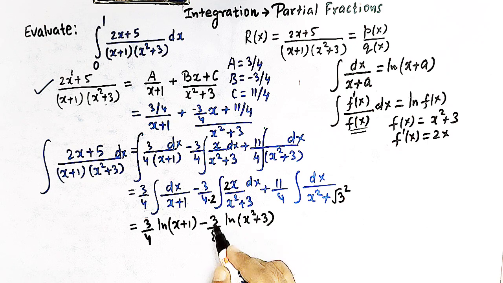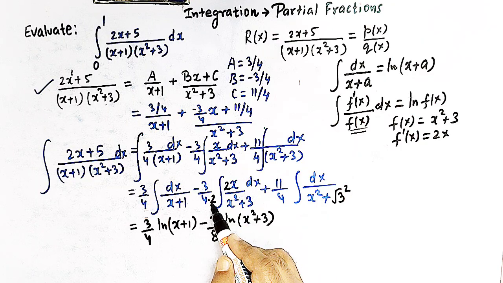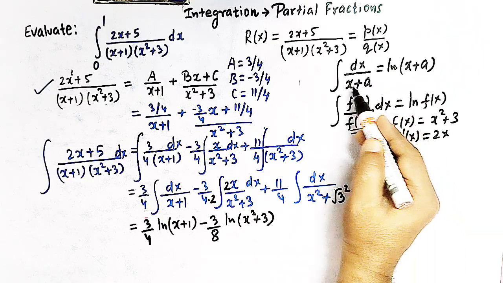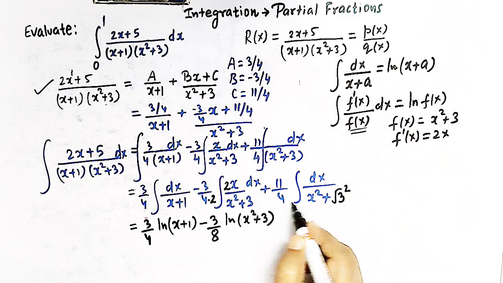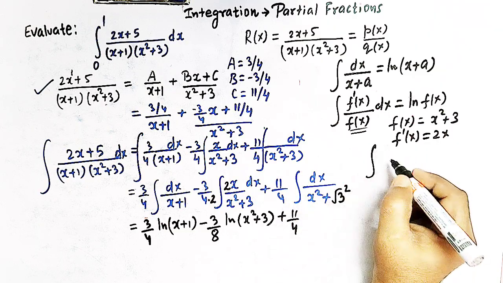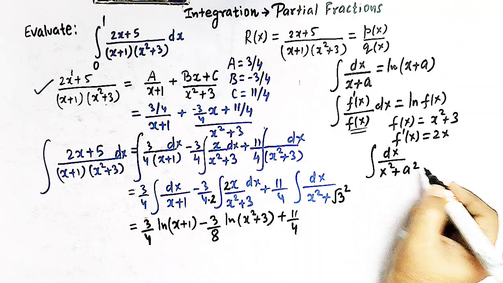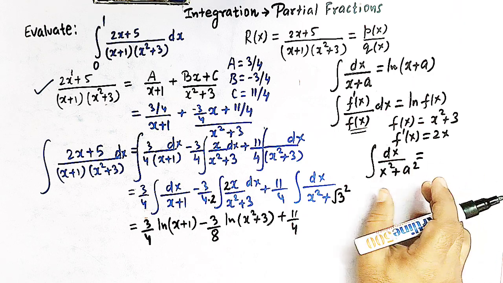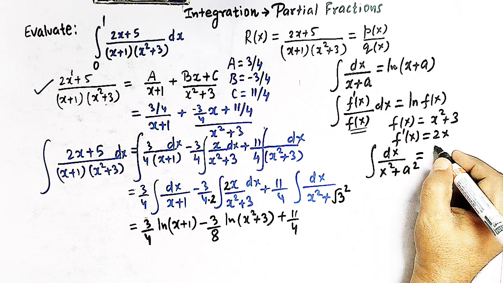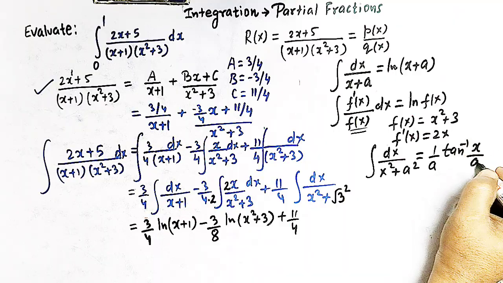So here we have minus 3 over 8 natural log of x square plus 3. The purpose of multiplying the numerator and denominator by 2 is to get this form, right? Now here we have plus 11 over 4. Now this is a standard integral, that is integral dx over x square plus a square. And here we know the direct formula, that is 1 over a tan inverse x over a.